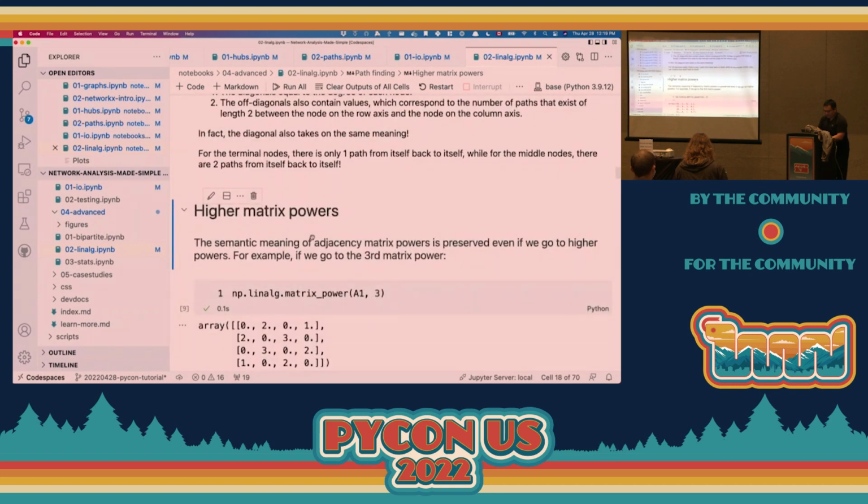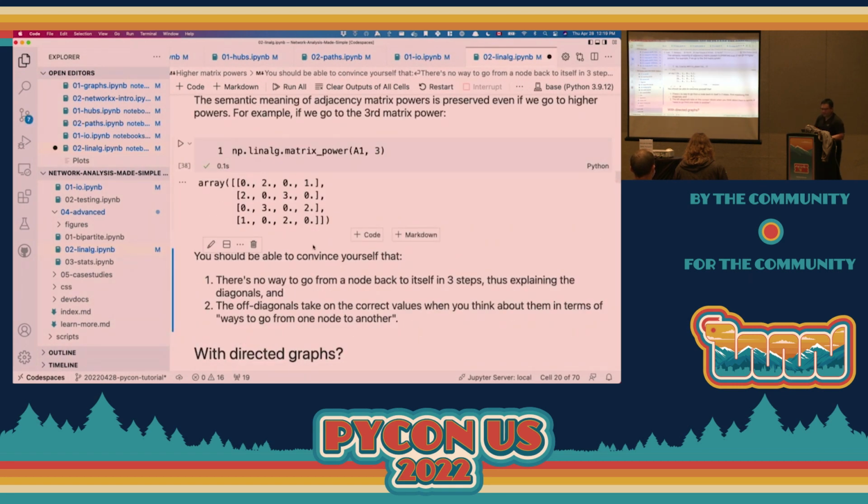What do we do here? So if we do a third matrix power, notice how everything becomes 0 on the diagonals, because there's 0 ways that you can go from a node back to itself in 3 steps, 0 ways. You can try to work it out in your head. There is only one way of going from a node to something that is 3 degrees of separation in 3 steps, and that's the matrix power.